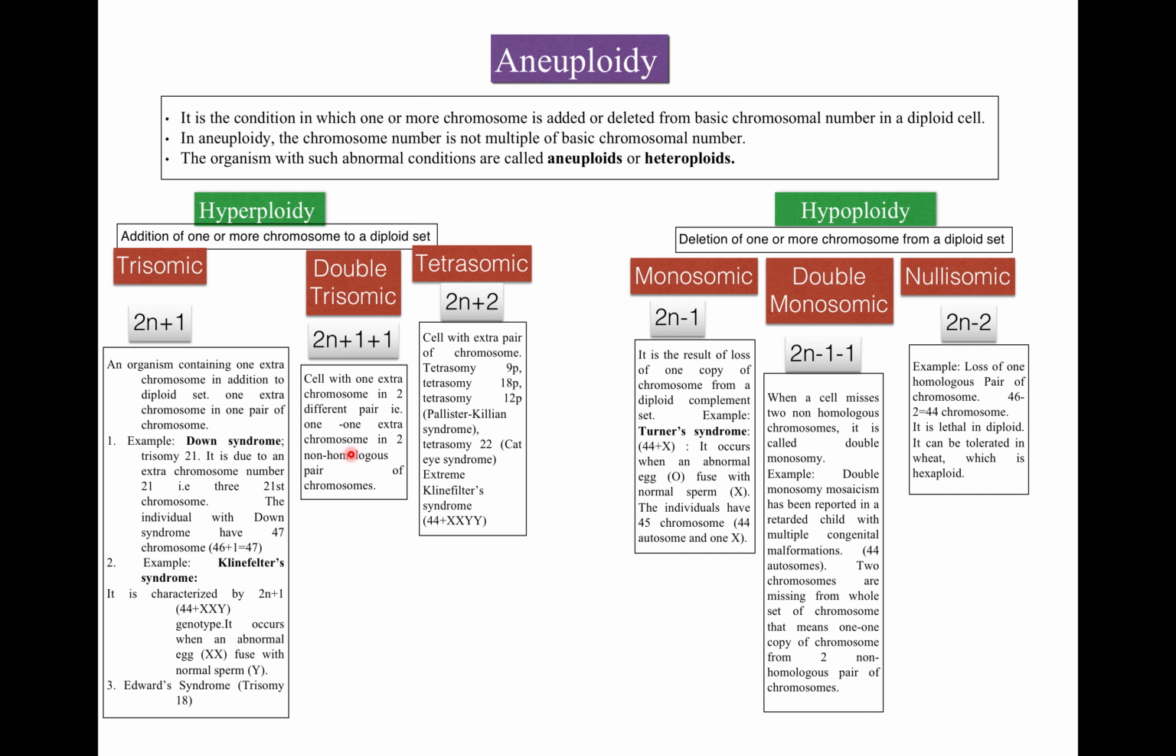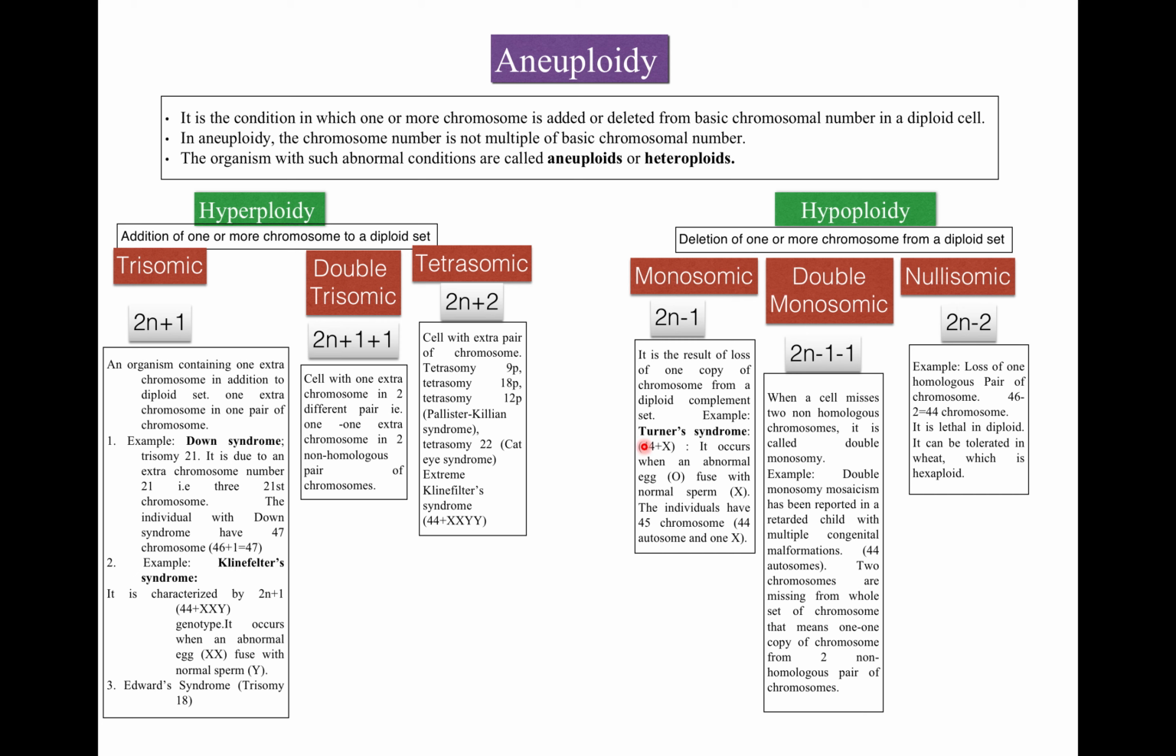And in this case, there are 23 pairs of chromosomes, but with two extra chromosomes in two non-homologous pairs of chromosomes. So it is a hyperploidy because here you can see there is addition of one or more chromosomes to a diploid set of chromosomes. Now hypoploidy, it is a deletion of one or more chromosomes from a diploid set. So first is monosomy, that is 2n minus 1. If there is a loss of one copy of a chromosome from a diploid complement set, then it is a monosomy.